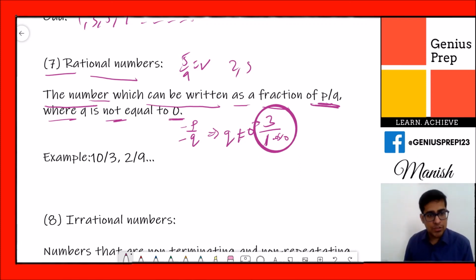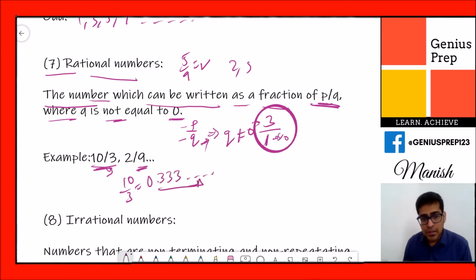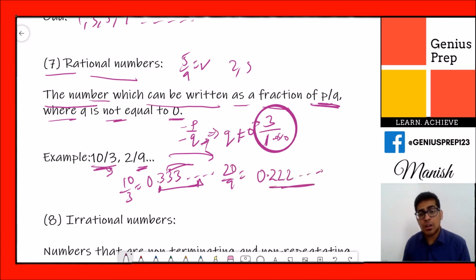Another definition of a rational number is that, when written in decimal form, it is non-terminating but repetitive. What does it mean? Suppose there is a number 10 by 3. When you do the calculation, you will see 0.333 and so on. So it is non-terminating but repetitive. All the numbers which are non-terminating and repetitive are called rational numbers. Similarly, 2 by 9 is 0.222 and so on, non-terminating but repetitive, so it is a rational number.